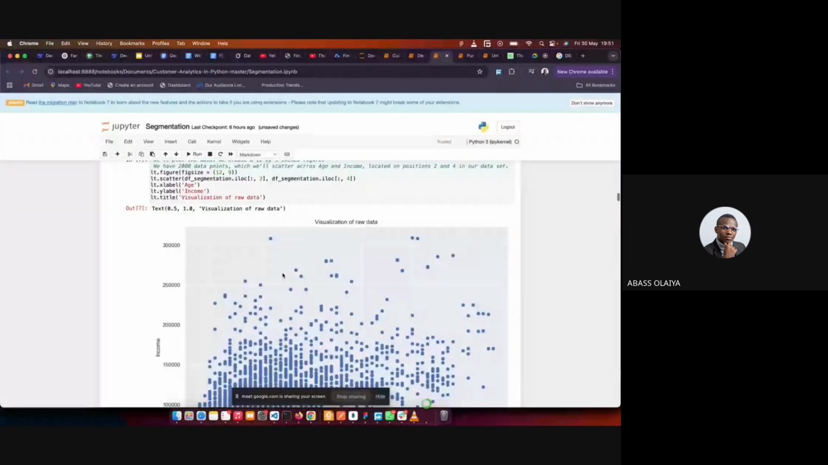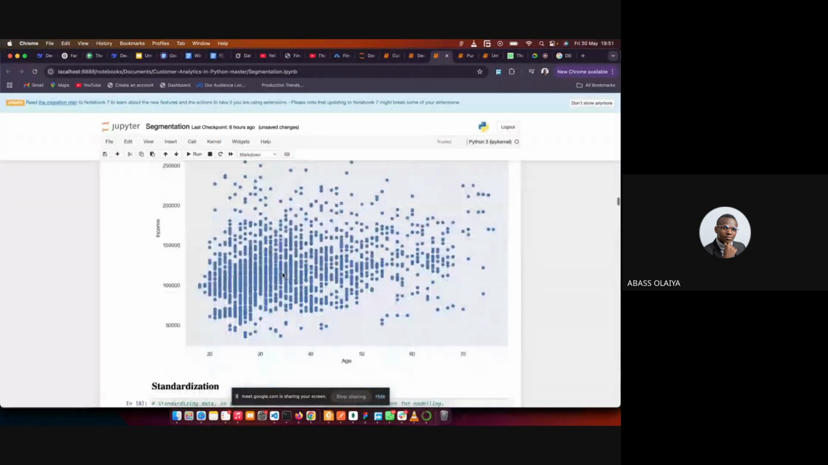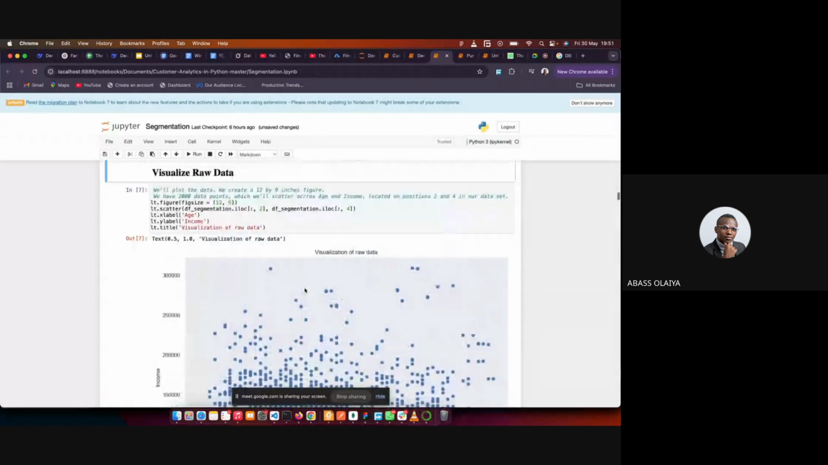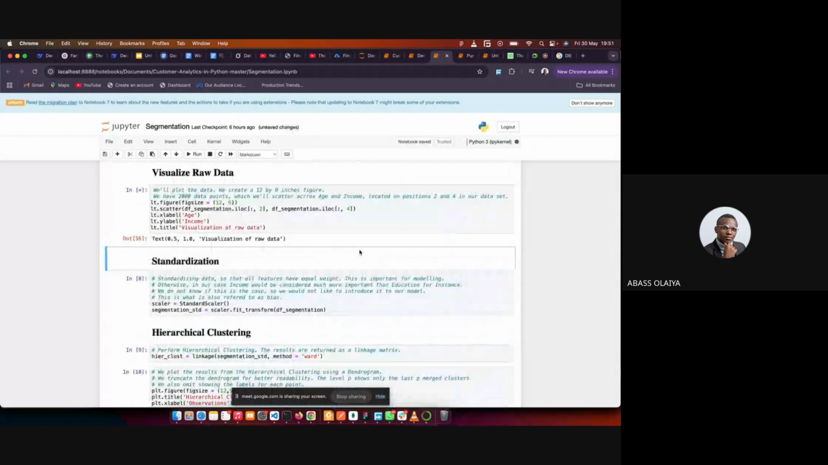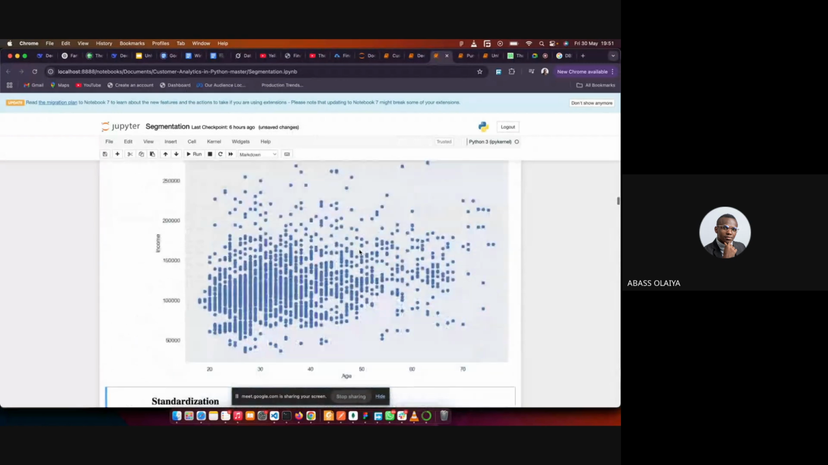Then we want to visualize our data. We are visualizing income against age. So that's what we did here. You can see the age thing is like a line. It's something like a bar plot instead of a scatter plot. That's because age is not really continuous data. You have to be born on a certain day, there's no 1.2, 1.0. That's why it looks like a line.